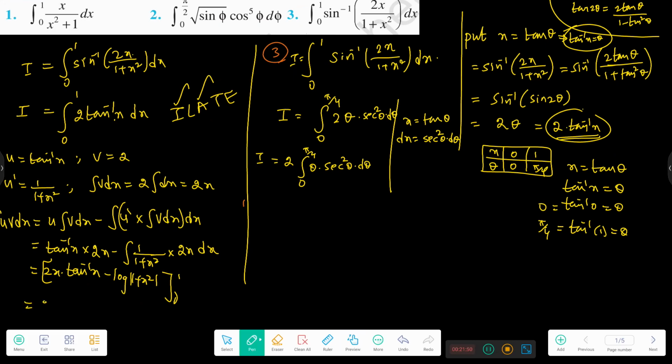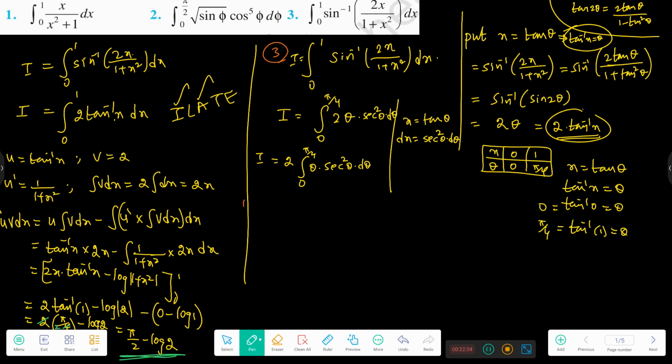When I apply the limit, first 1: 2 into 1, that is 2, tan inverse 1 minus log of 1 plus 1 square. This is the upper limit, minus the lower limit. Here 0 into anything is 0, and here also I am getting 0 minus log of 1 plus 0, log 1 is also 0. So what you will be getting: 2 into tan inverse 1, in the sense pi by 4, so you will be getting pi divided by 4 minus log 2. When you simplify, I am getting pi by 2 minus log 2. How am I simplifying? I just cancelled the 2s. So this is my answer.